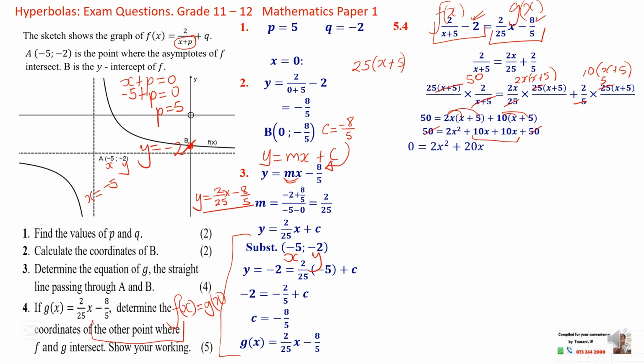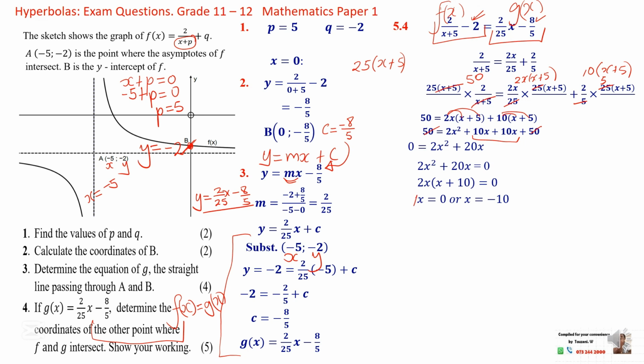This is a quadratic equation that I must solve. If you have done quadratic equations well, you should be able to remember that if there are only two terms, we can safely factorize our equation. The common factor is 2x, so 2x times (x plus 10) is equal to 0. Then 2x equals 0 gives us x is equal to 0. x plus 10 equals 0 gives us x is equal to negative 10. These are the two x values where the graphs meet.